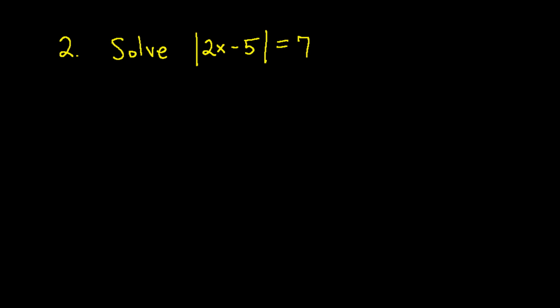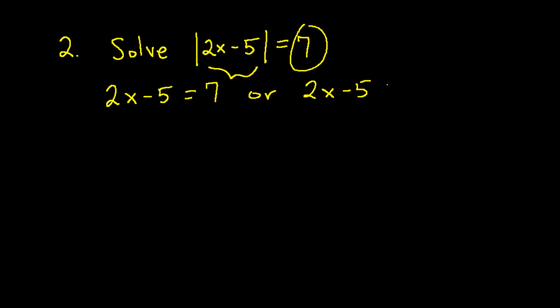Problem number 2 is an absolute value equation. Solve absolute value of 2x minus 5 equals 7. When we have an absolute value equation, we want to set what's inside the absolute values equal to the positive of the right-hand side here, or it could also equal the negative of the right-hand side. Now we're just going to solve these equations.